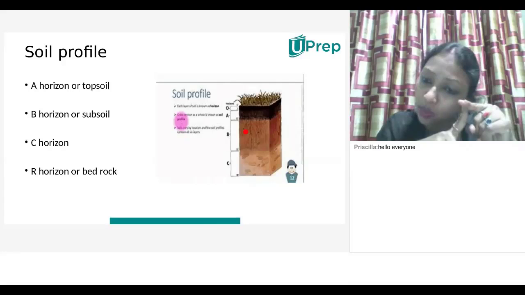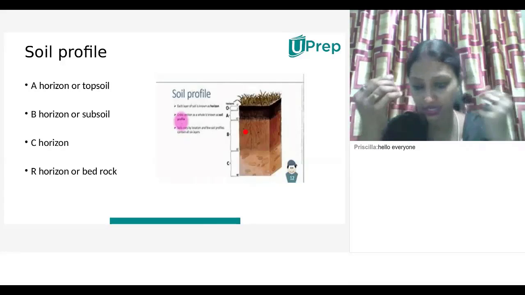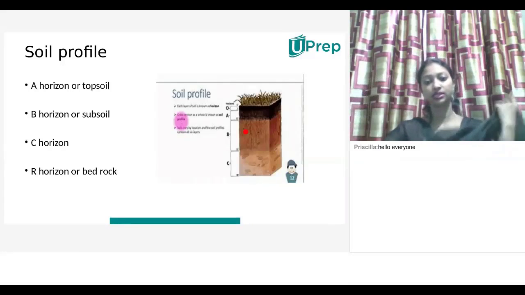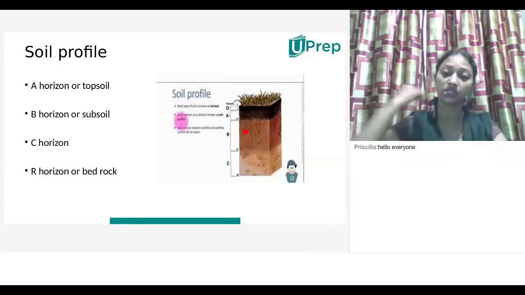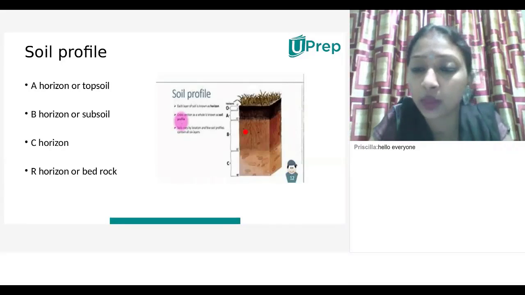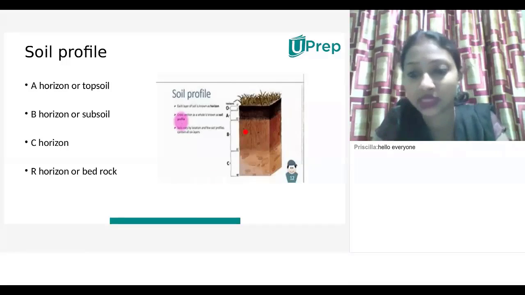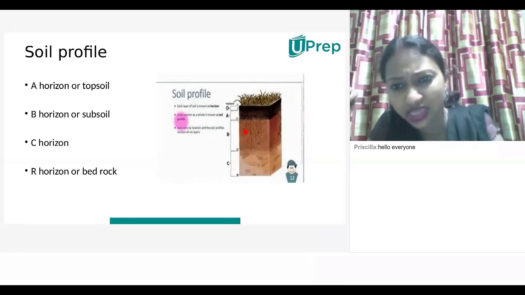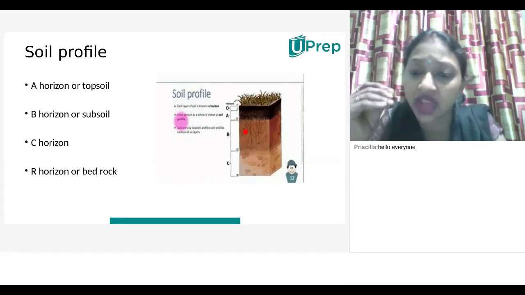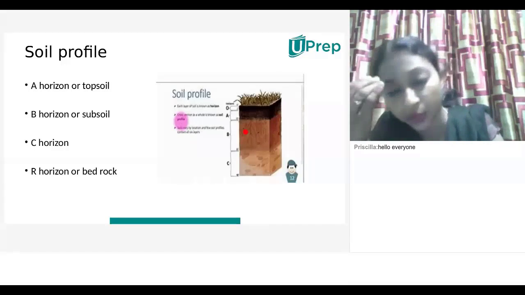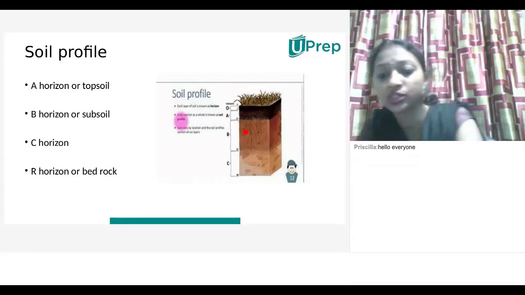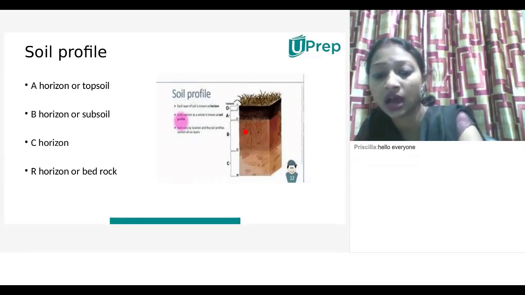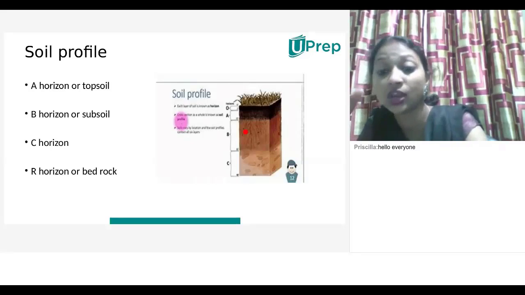First layer is the topmost layer. The topmost layer is porous, and it consists of a high percentage of humus. Below the topsoil, subsoil is present. This subsoil is moist and sticky, and it has highly rich minerals present in it. Below the subsoil, there is nothing but which horizon? R horizon or C horizon.